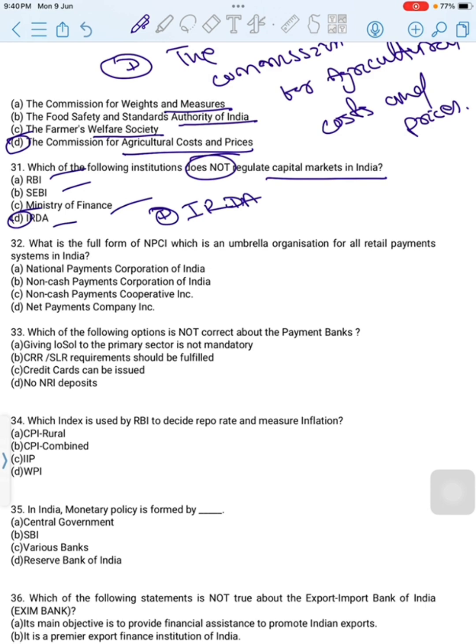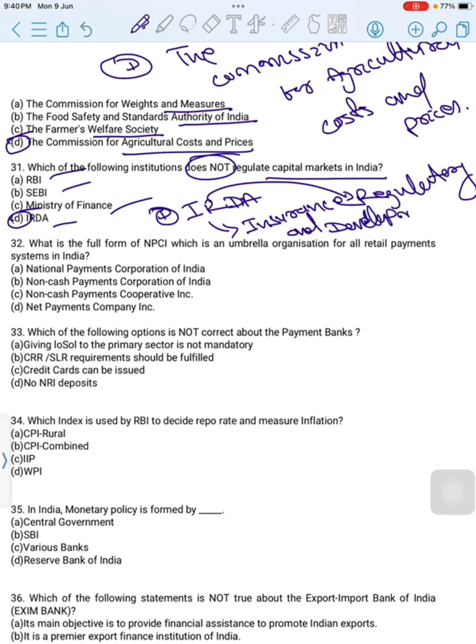What is IRDA? The full form of IRDA is Insurance Regulatory and Development Authority. I for Insurance, R for Regulatory, D for and Development, Authority. Insurance Regulatory and Development Authority. Then the correct option is option D. Move to the next question.